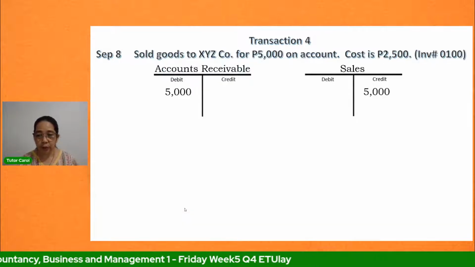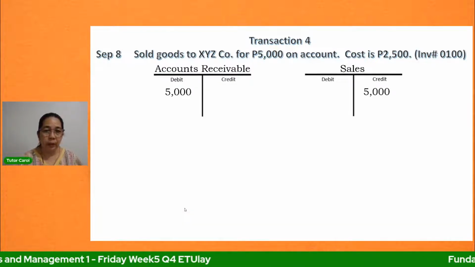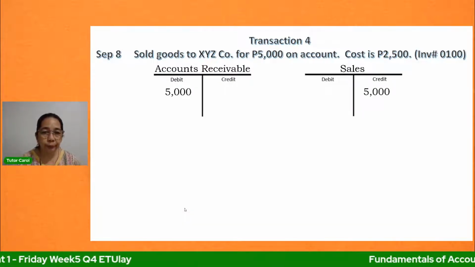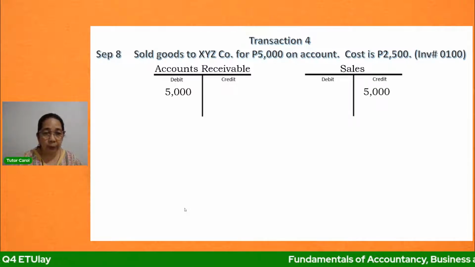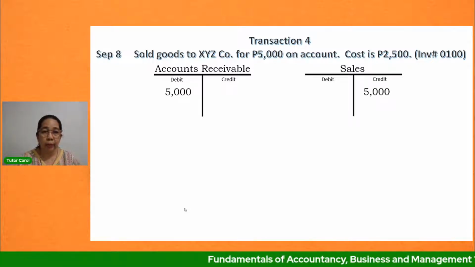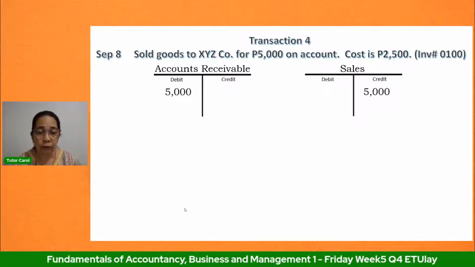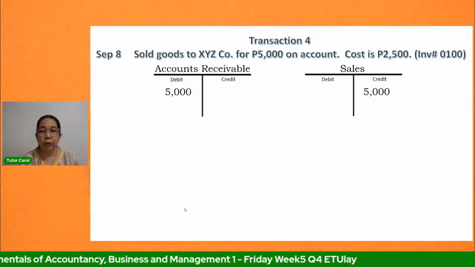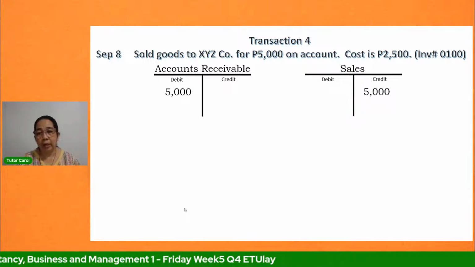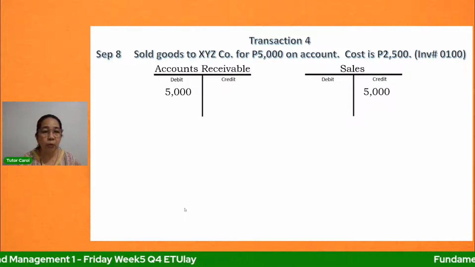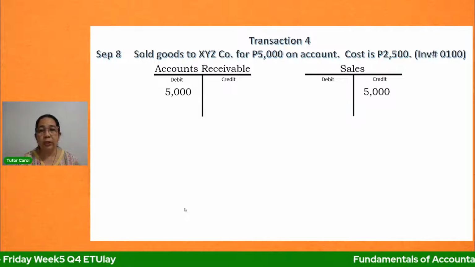Okay, let's move now to transaction number 4. So on September 8, sold goods to XYZ Company for 5,000 pesos on account. Cost is 2,500. Under invoice number 0100.